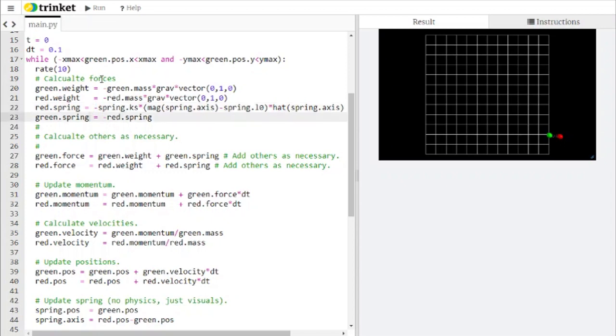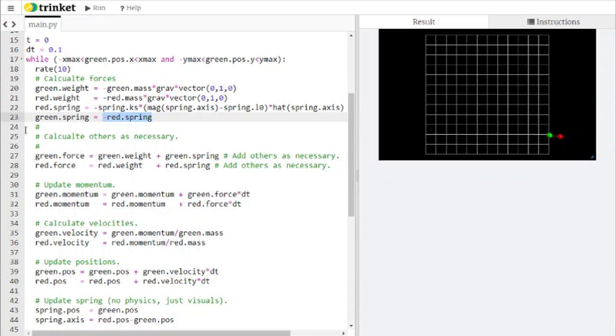And then to get the spring force on the green atom, it's really easy because that's going to be the negative of the red atom's spring force. This is Newton's third law at work. Whatever force red exerts on green is the negative of the force that green exerts on red.